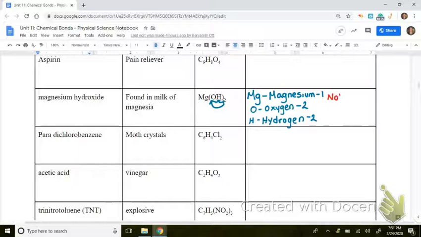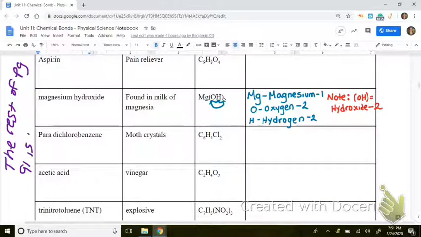The rest of this page is going to be on your own. Do note that OH stands for hydroxide, and because the 2 is outside that OH, we would say that there's 2 hydroxides there as well. So you'll get good at identifying those radical names as we go through this unit. All right, the rest of this page, please, if you would do on your own, and then go ahead and check the key, that would be awesome. So that's the rest of page 91 there as practice.